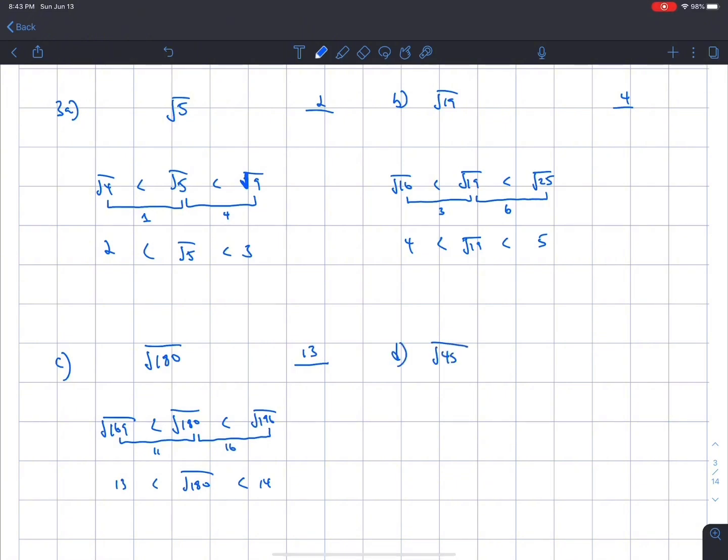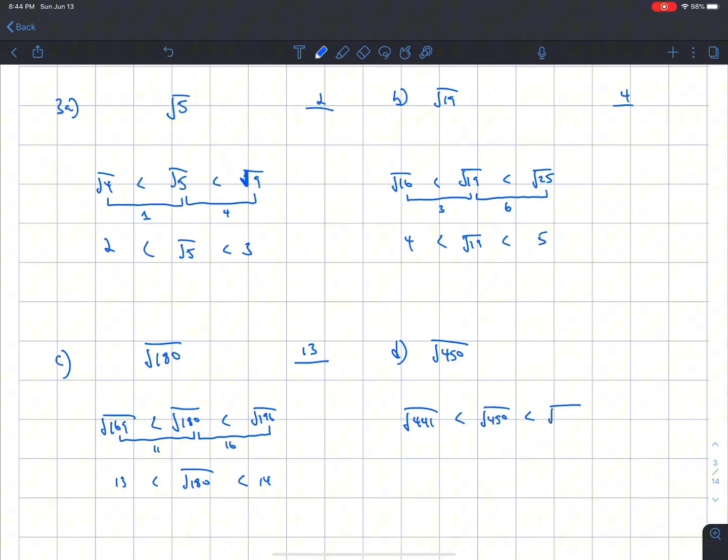d, the square root of 450. This one is a little bit big, so you should be allowed to use a calculator for this problem. But I've memorized all the perfect squares already. The square root of 441 is 21, and the square root of 484 is 22. So we have 21 and 22. 441 is 9 away from 450, and 484 is 34 away from 450. So we can say that the square root of 450 is close to 21.